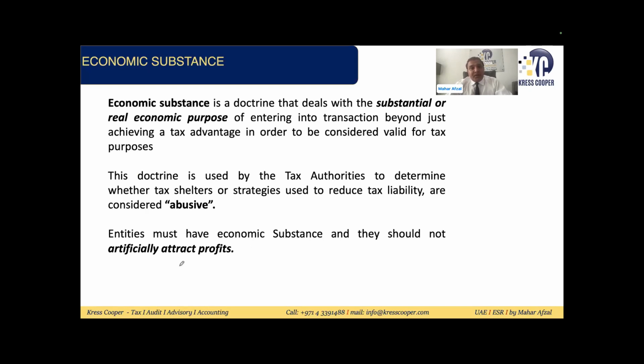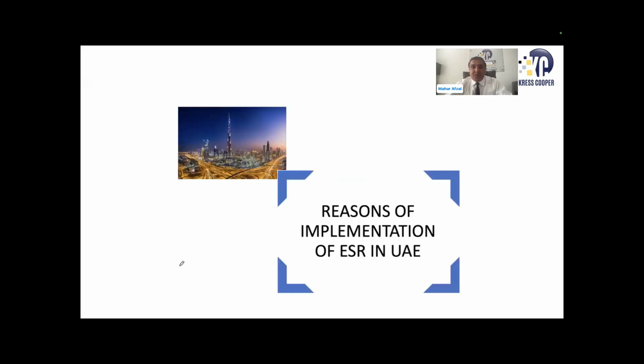There is a possibility the company doesn't have economic substance, but the companies are booking the revenue, making the transaction just for tax planning. The core objective of issuing the economic substance regulation is to discourage such practices, to make sure that behind every transaction there is a genuine commercial reason and real economic purpose. So this was the core objective of issuing economic substance regulations.